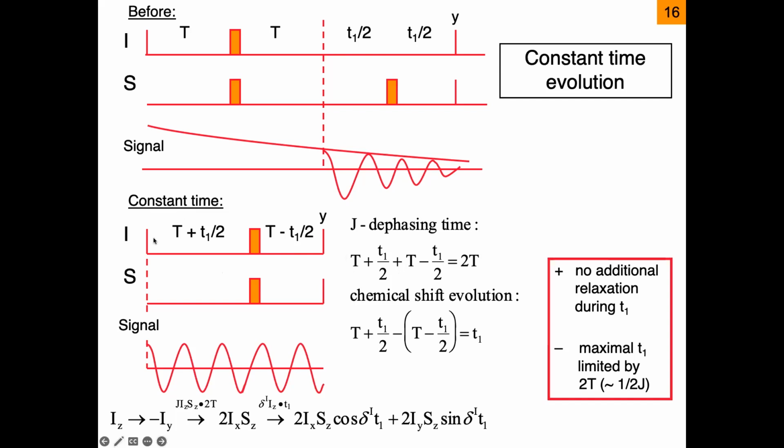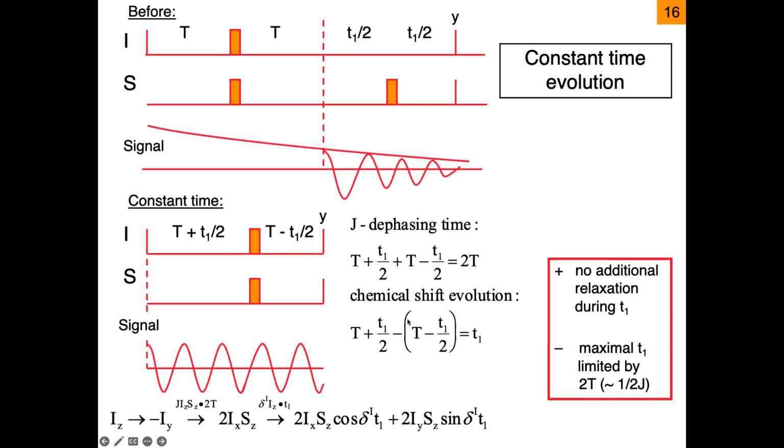But then when you think about the chemical shift of the spin I, the chemical shift goes in one direction during this first period, but then you do the 180-degree pulse and this acts like the second period would go just the opposite way. And so the chemical shift evolution time is the first period T plus T1 half minus the length of the second period, capital T minus T1 half, and then you see that the capital T cancels and the T1 half minus T1 half is just T1.